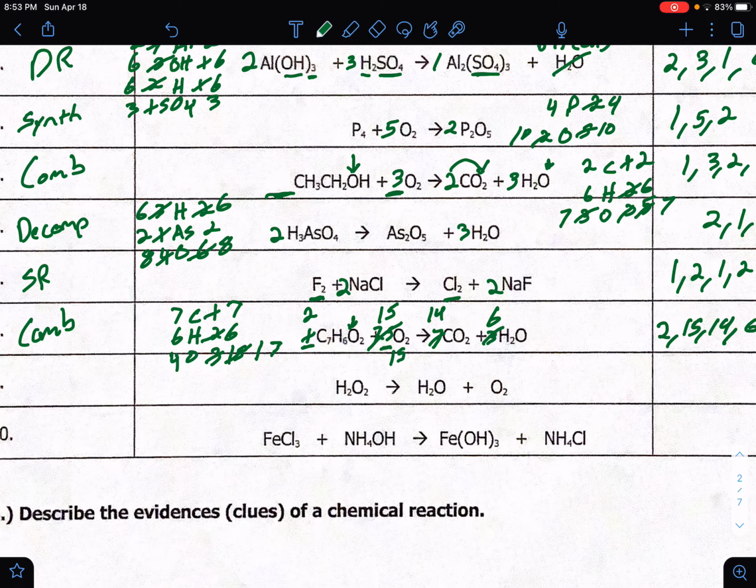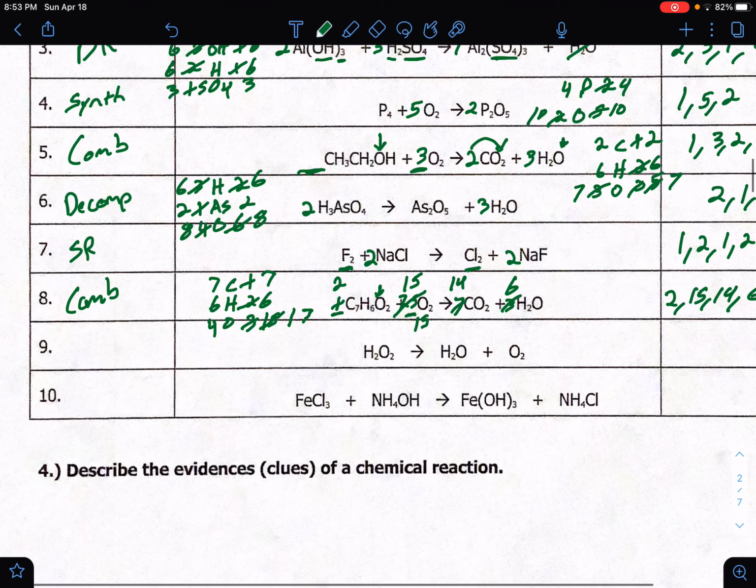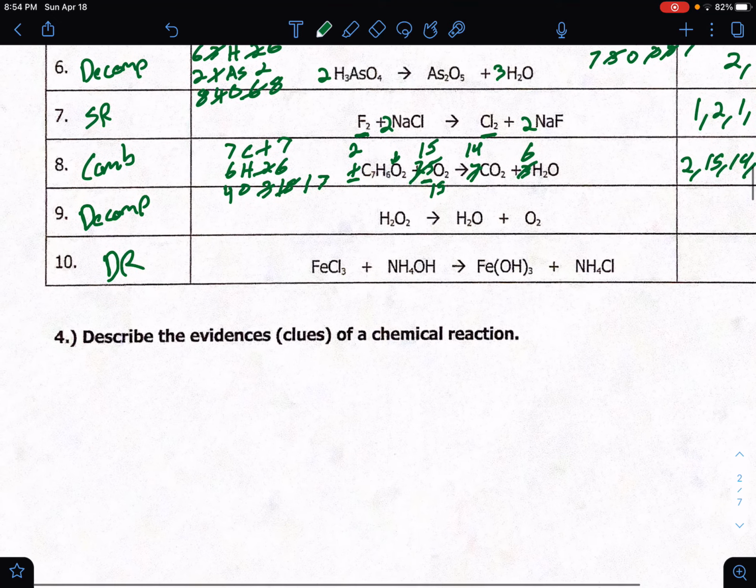These next ones, I'm just going to talk about what they are because we're going to do more balancing here in a bit. Here I have a reactant and then it breaks down into 2 products. So this would be decomposition. And this last one here, I have a pair, and I get a pair and a pair. So this is a double replacement. You can check the key for these 2 right here, but I want to move on a little bit.